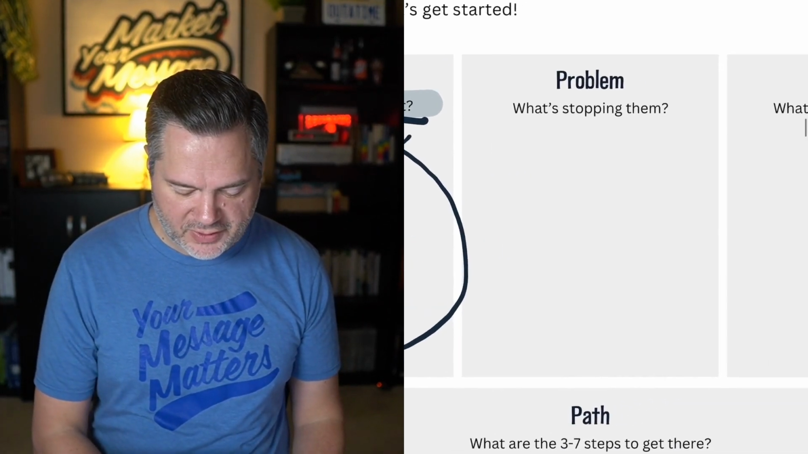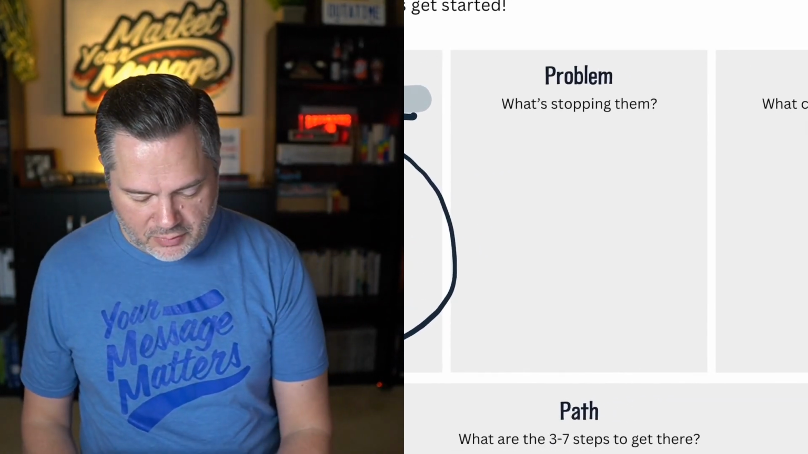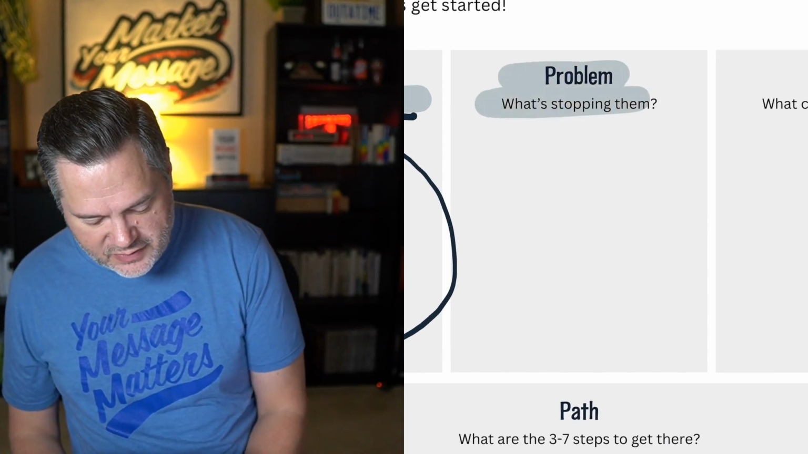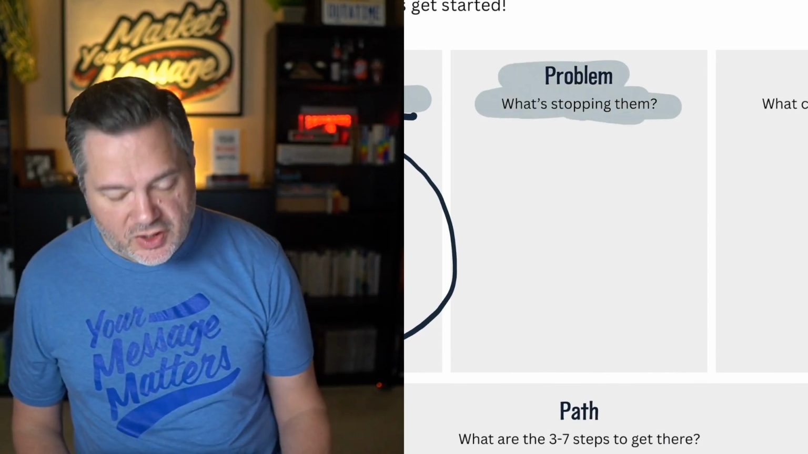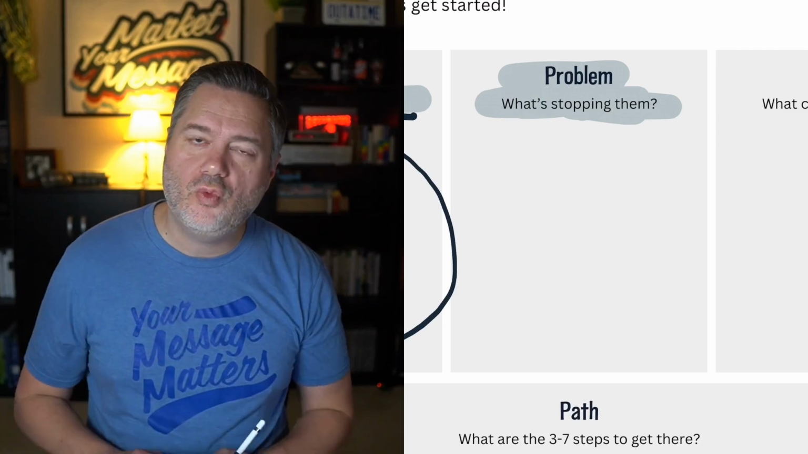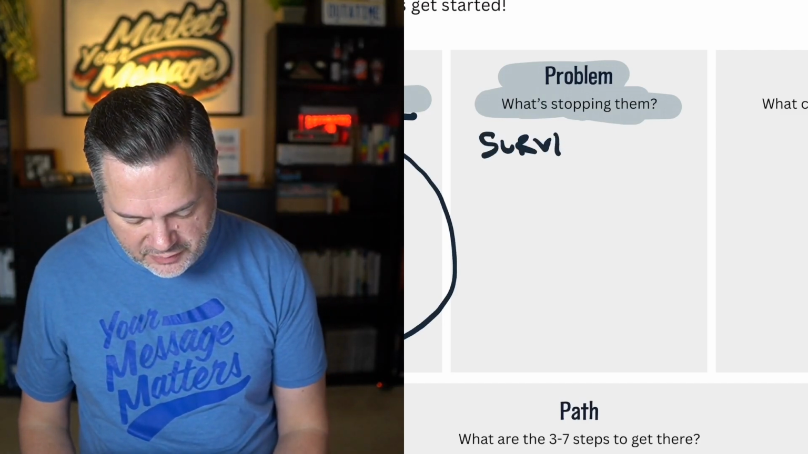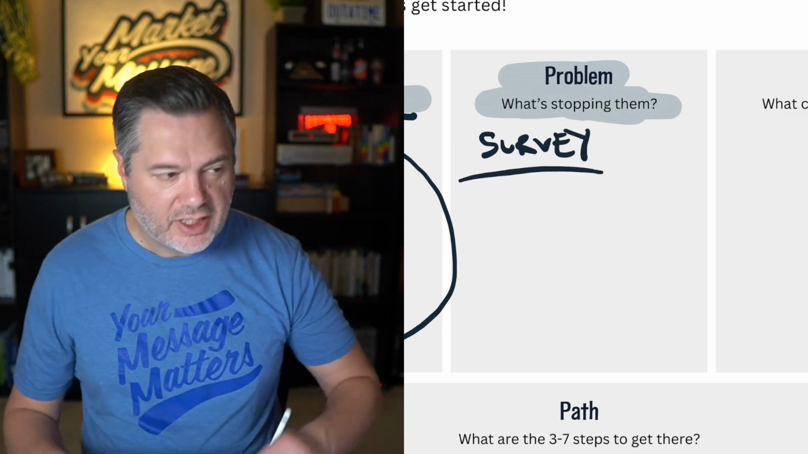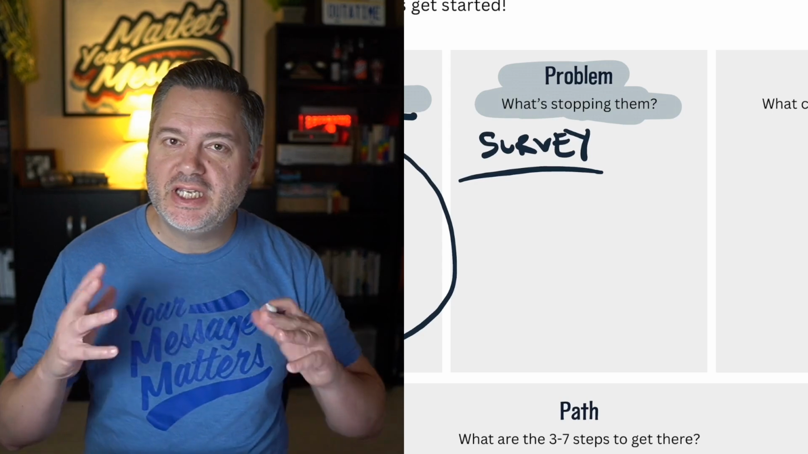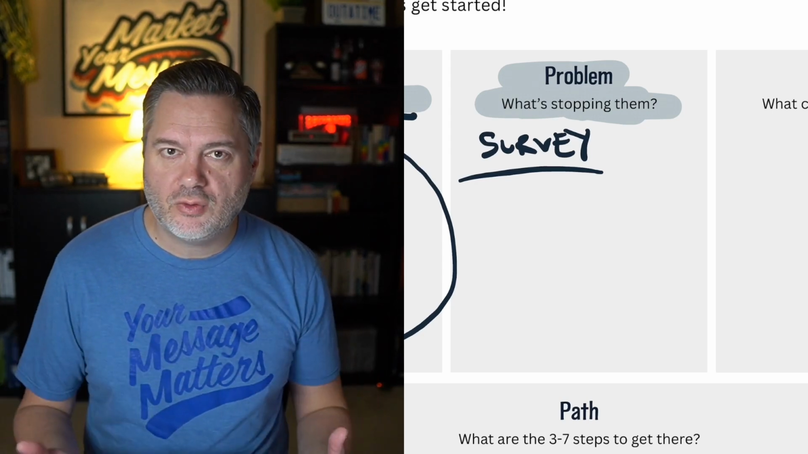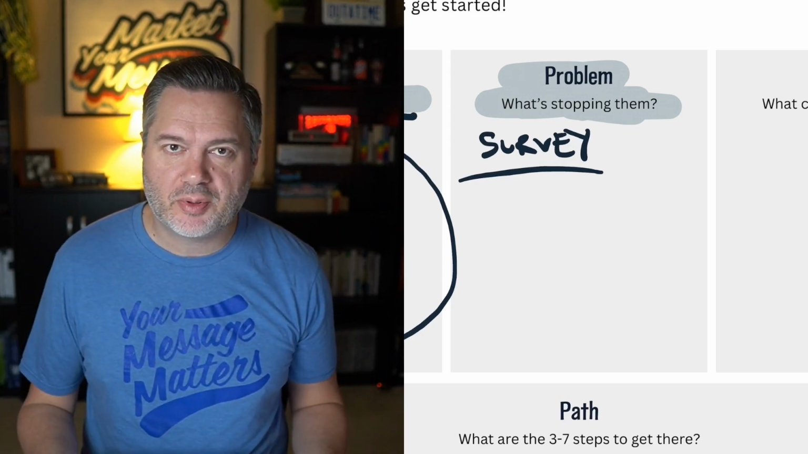And step 2 in our process is problem. What is stopping them? And if you don't know, my number 1 tip here is survey. This is huge. And here's why. Because we need to get their language, their words. We need them to describe the problem.